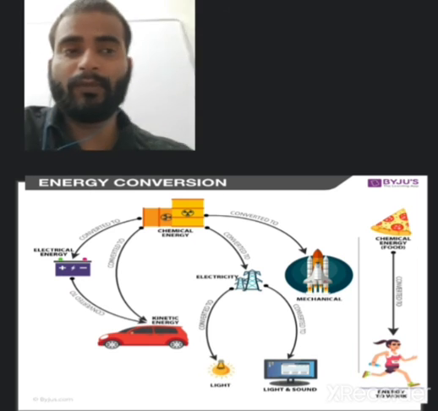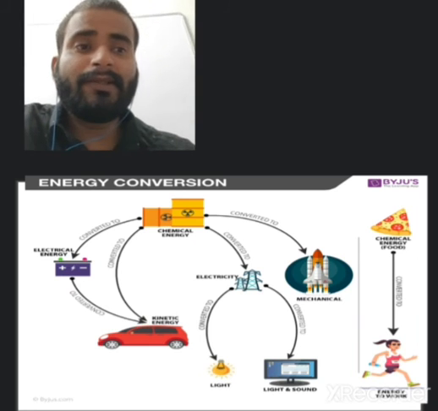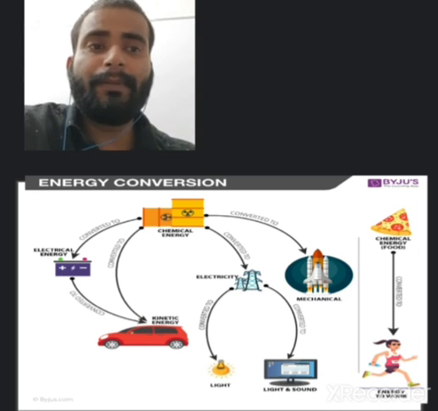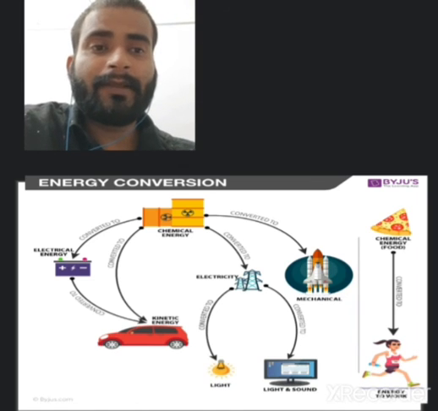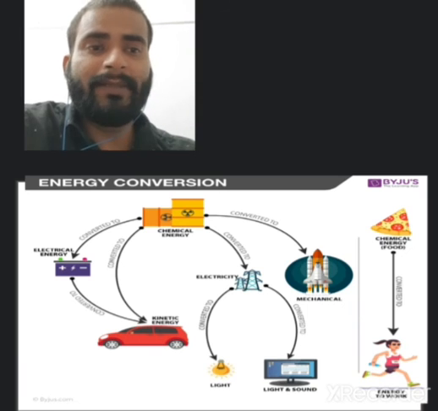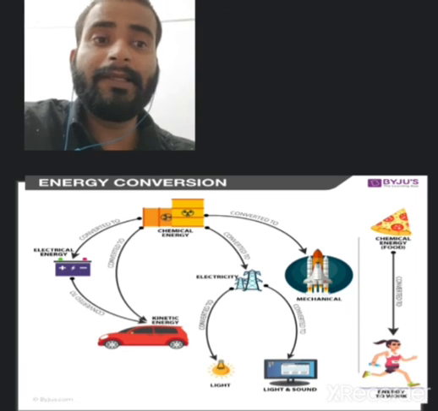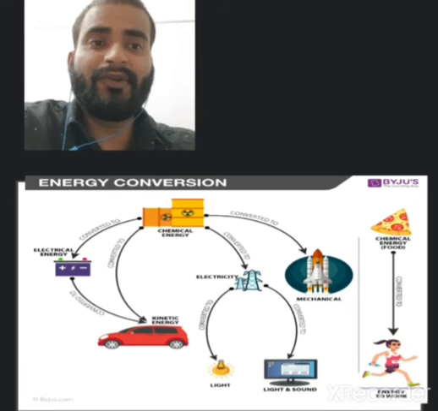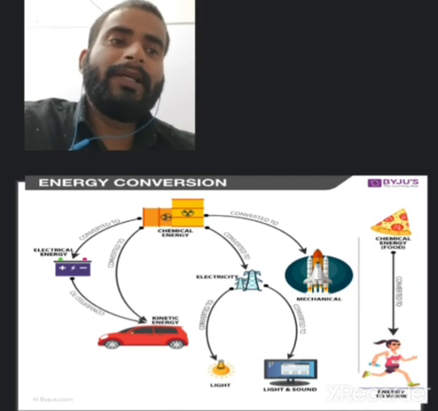For example, a heat engine. What does a heat engine do? It converts heat energy into mechanical energy. A thermal power plant converts the chemical energy of coal into electrical energy. An electric motor converts electrical energy into mechanical energy. An electric heater converts electrical energy into heat energy. A dry cell converts chemical energy into electrical energy.